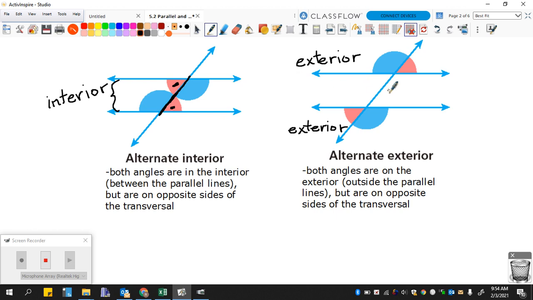If we're talking about the exterior, these angles here, if you look, are on the exterior, on the outside. The red one up here is on the right-hand side of the transversal. Remember, here's the transversal, it goes all the way across. This is on the right-hand side, and the bottom one is on the left-hand side. So they're on alternate sides of the transversal, but they're on the exterior. So these are alternate exterior. Same thing with the blue angles.